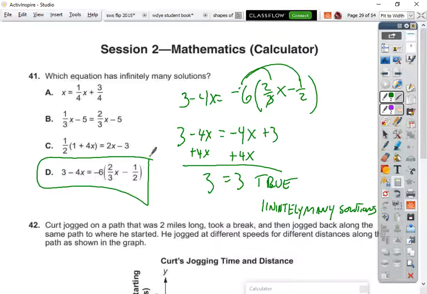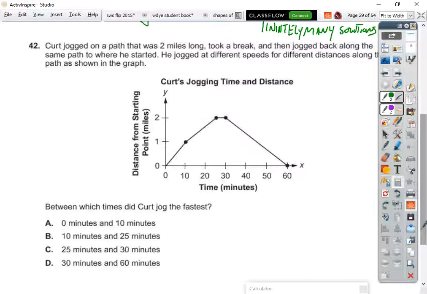It's important to recognize the distinction between infinite number of solutions and no solution. Again, true statement means an infinite number of solutions, false means none.